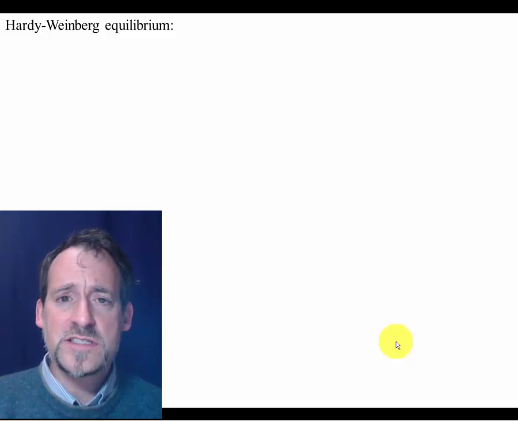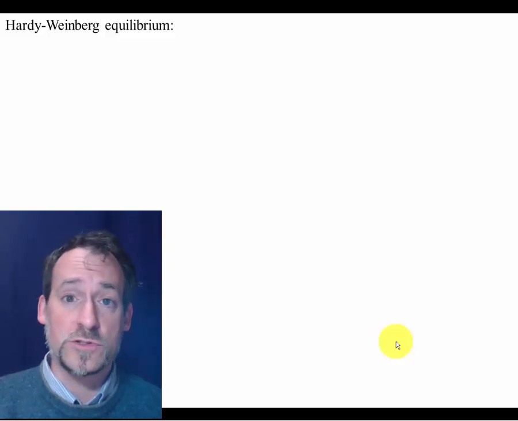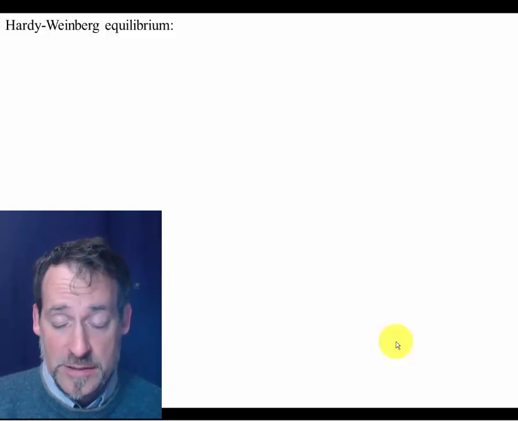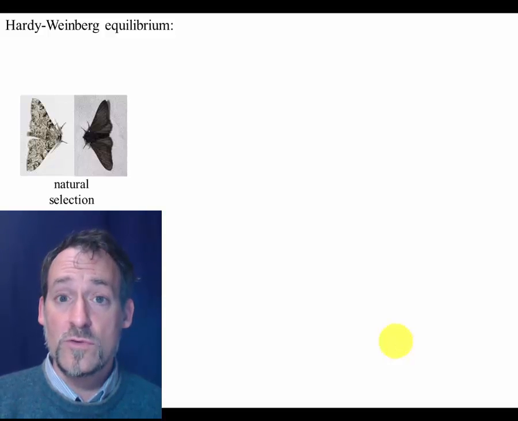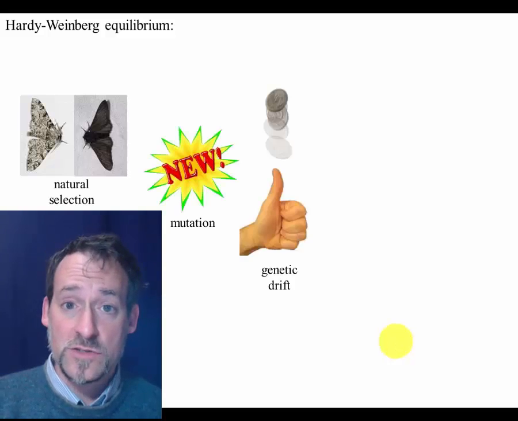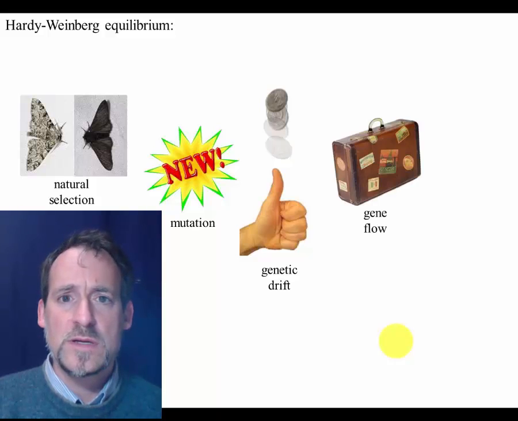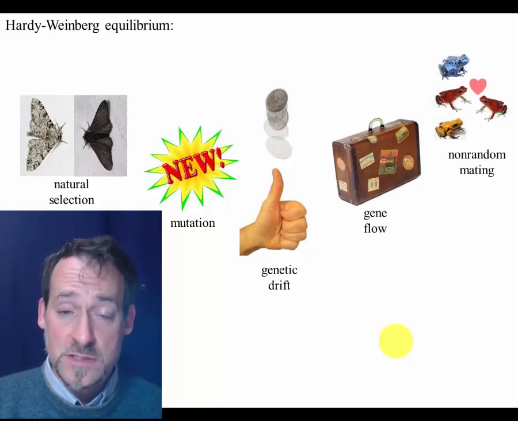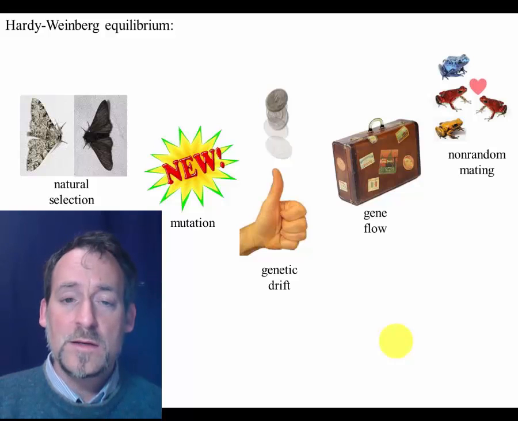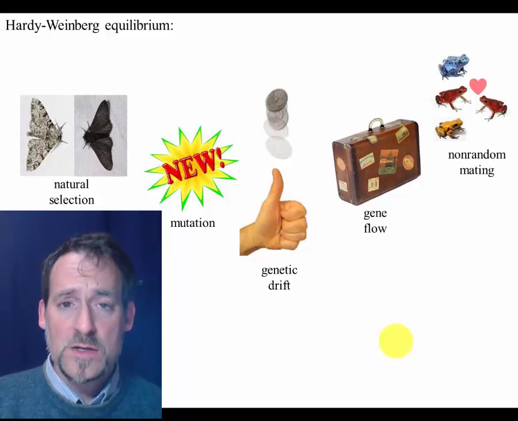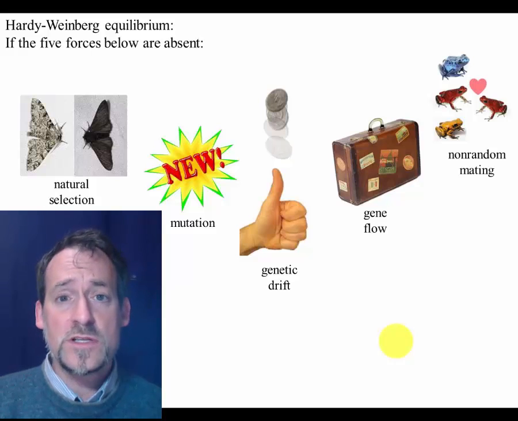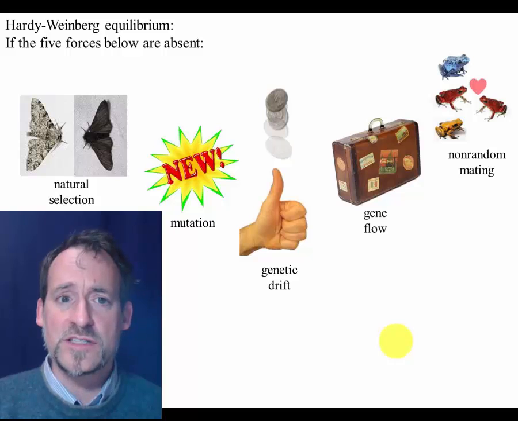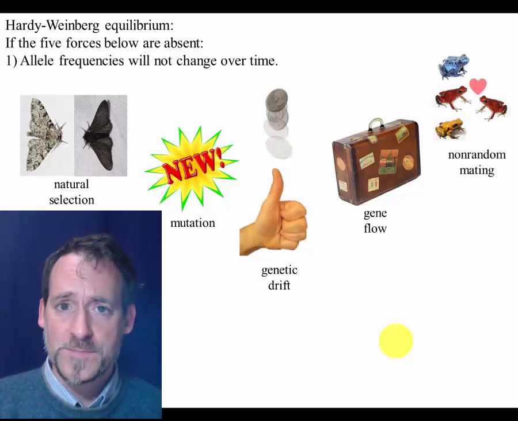A population is said to be at Hardy-Weinberg equilibrium if, evolutionarily speaking, nothing interesting is happening. That is, there's no natural selection, no mutation, no genetic drift, no gene flow, and mating in the population is completely random. If this is the case, two things will be true. First, allele frequencies will stay the same. They will not change over time.